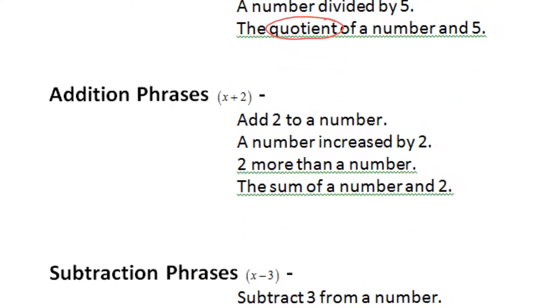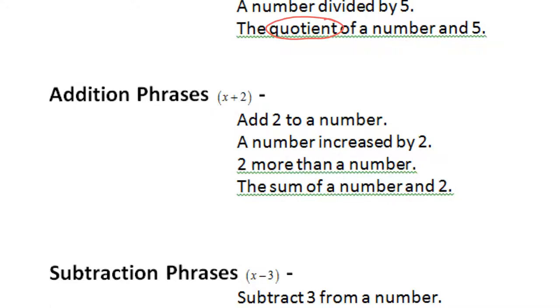Another phrase is addition. So we have x plus 2. You notice the plus in the middle, and you have x, a variable, and this is an expression. So you can say add 2 to a number. Notice how this says add 2 to a number. So number is your variable x. You can also say a number increased by 2. So you guys have x plus 2. You can say 2 more than a number.